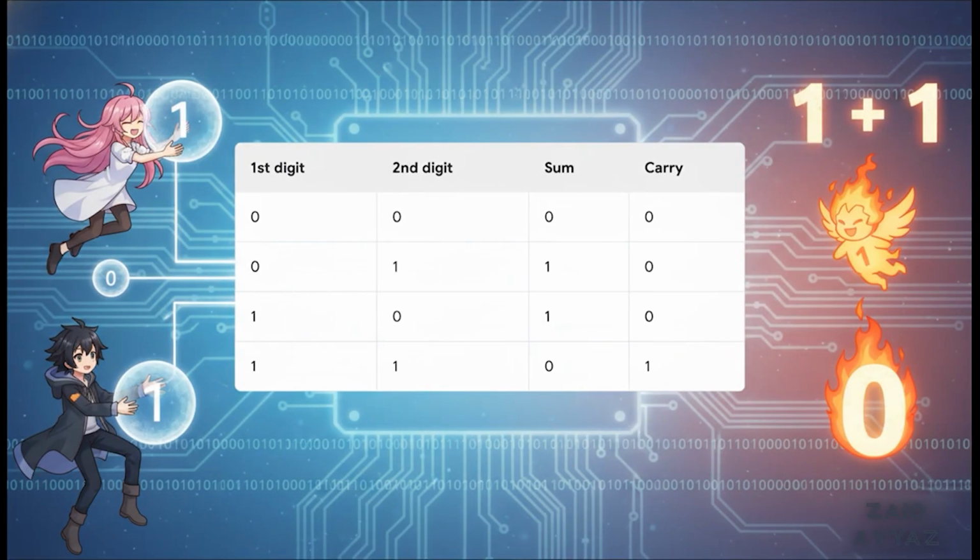Okay, so binary addition boils down to just 4 simple rules. I mean, look at them. 0 plus 0 is 0. 0 plus 1 is 1. 1 plus 0, still 1. Easy, right? But this last one, this is the one you got to burn into your brain. 1 plus 1 equals 0 with a carry of 1. That little carry bit, that's the secret sauce. It's how we add numbers bigger than 1.